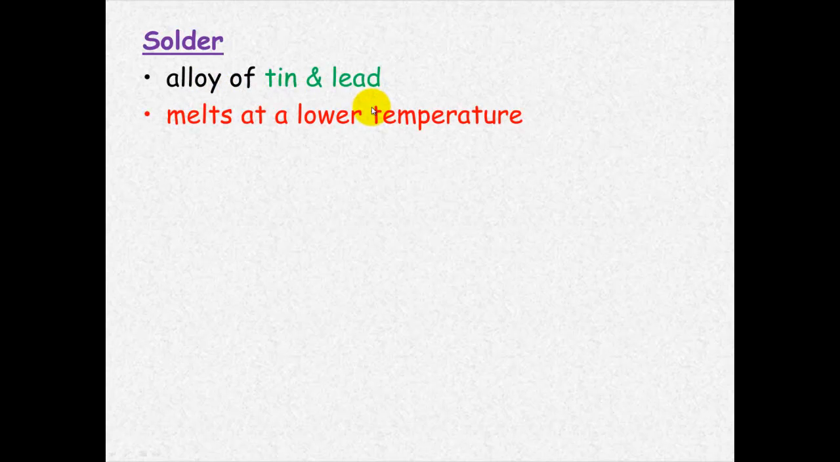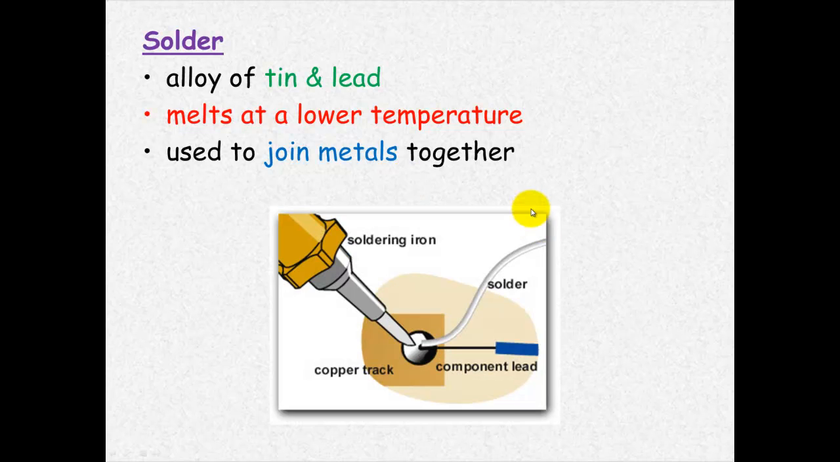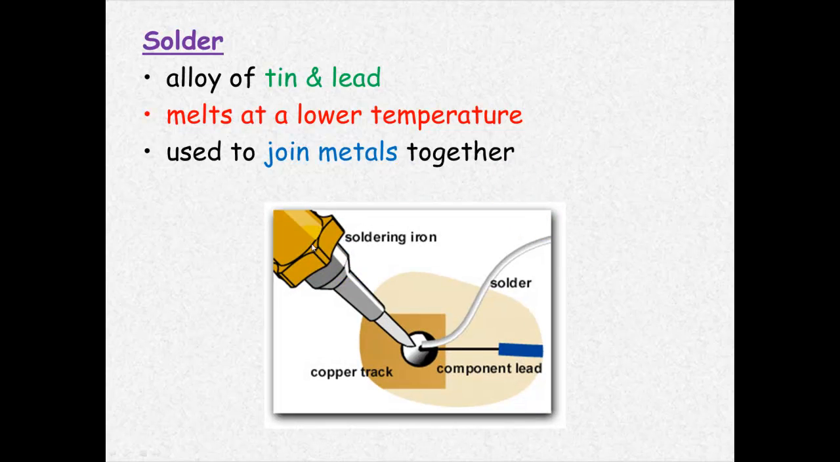Solder is another interstitial alloy. It's an alloy of tin and lead, and it melts at a lower temperature than either of these two substances, or any metals in fact. And it's used to join metals together. You can see here you get a soldering iron. You only need a very low temperature to melt solder, but you're not then melting the two pieces of metal that you're joining together, and that's what makes it useful.